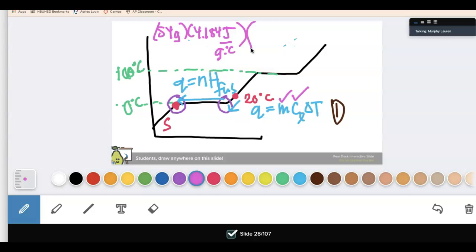Where does that arrow end? Final temperature. Well, this arrow ends right here. Right here is 0. Minus, where did the arrow start? 20 degrees Celsius. So yes, your temperature will come out negative. This whole term will come out negative. Our Celsius cancel and our grams cancel, and we're left with joules.